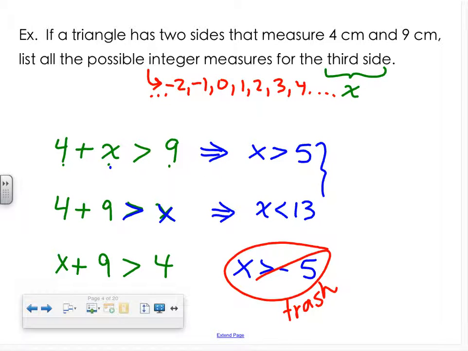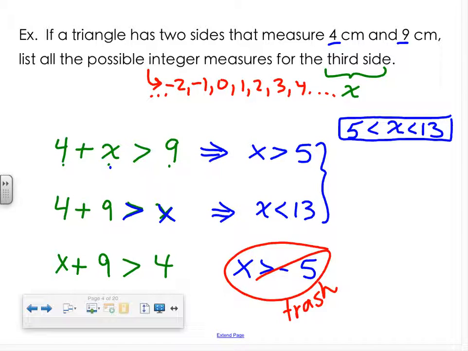And now I'm going to take these two statements and interpret it as a between. So x has to be greater than 5 and less than 13. So x has to be between 5 and 13. Now notice x cannot equal 5. I can't have 9, 4, and 5 as a possible combination because 4 plus 5 is not bigger than 9, it's equal to. So notice these are non-inclusive symbols. I'm not saying 5 is an option.